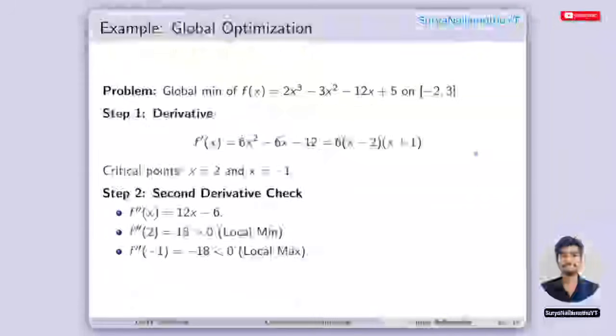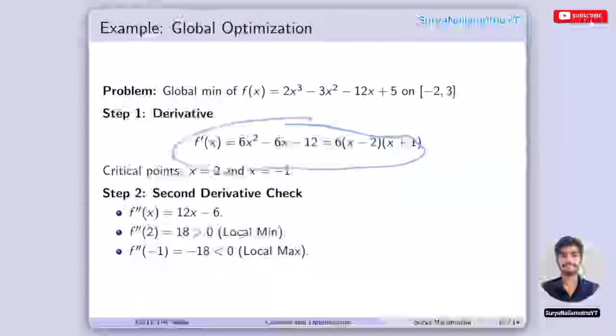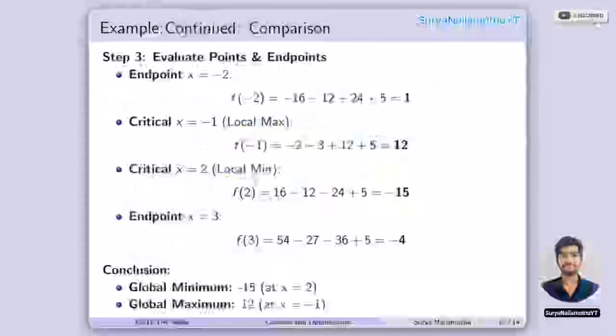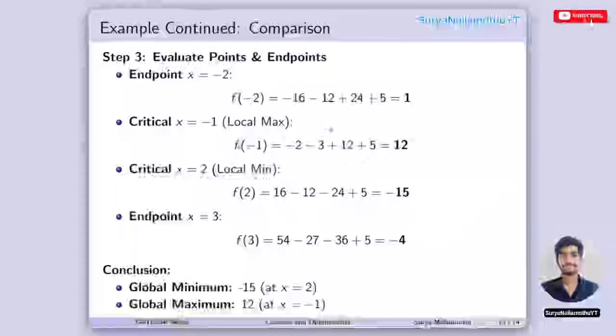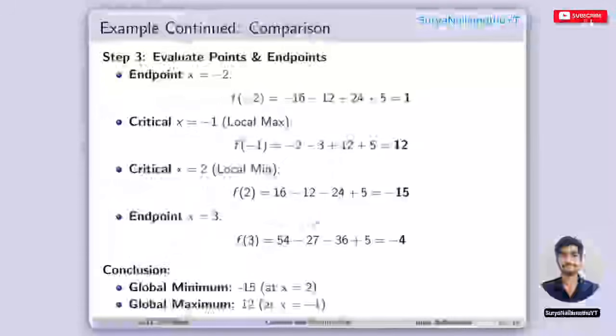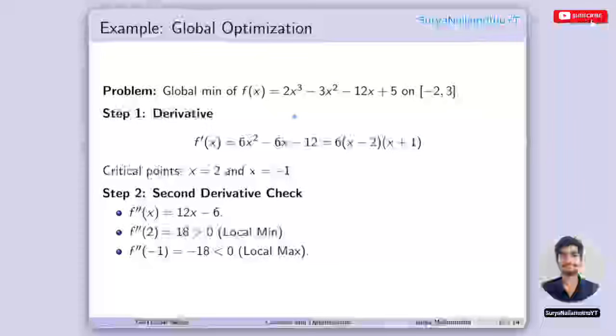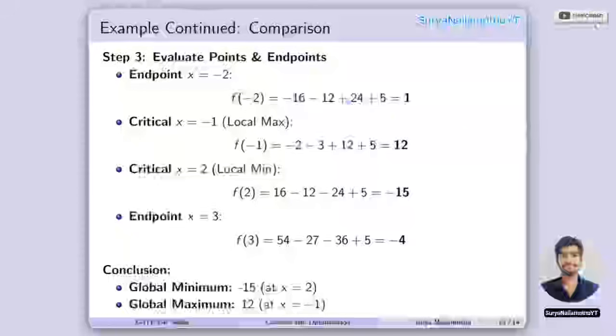Next, after that, the endpoints given in the question are applied into the function. Applying them, we got values such as 18, and we applied these into the function. In this function we applied these critical points, and then we got the global maximum and the global minimum.